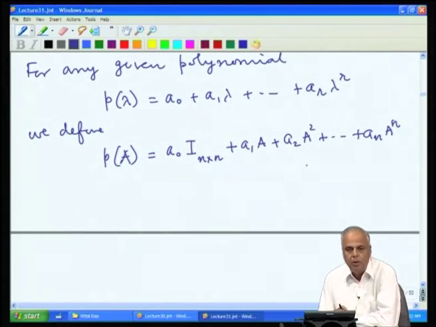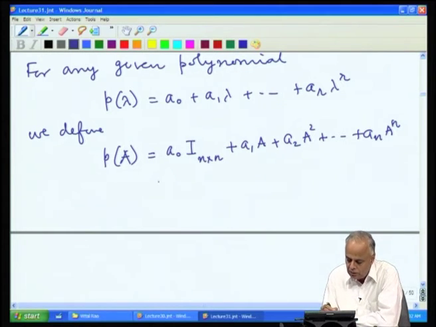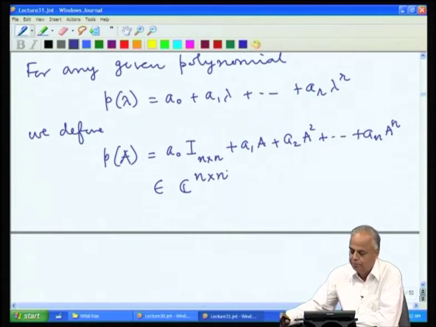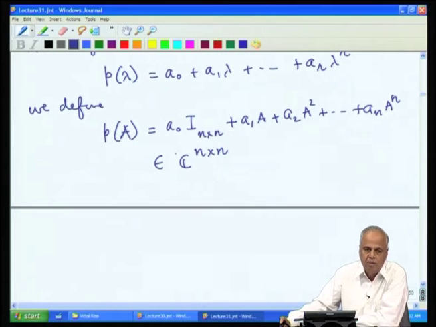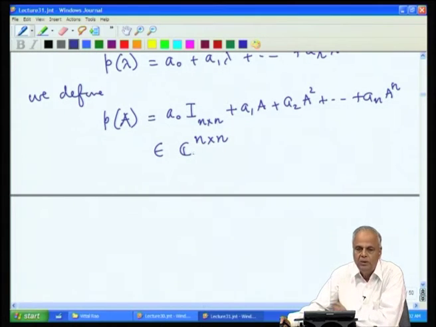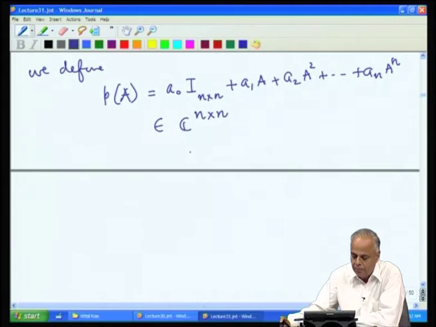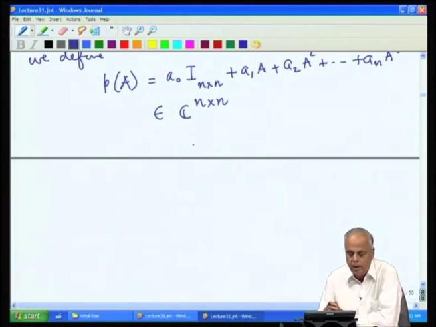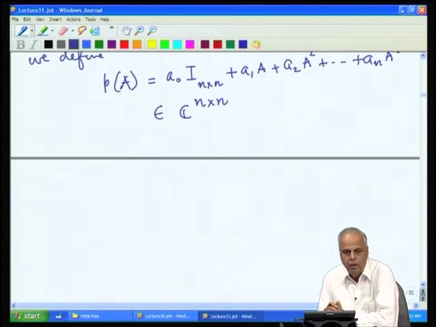So, given any polynomial p with complex coefficients, we associate with it a polynomial in the matrix A with complex coefficients. This is again a matrix which is complex. We start with the complex matrix and complex coefficients, the sum of all these matrices is again a matrix, and again it could be complex. So, given any polynomial with complex coefficients, we can always associate with it the matrix polynomial p A.